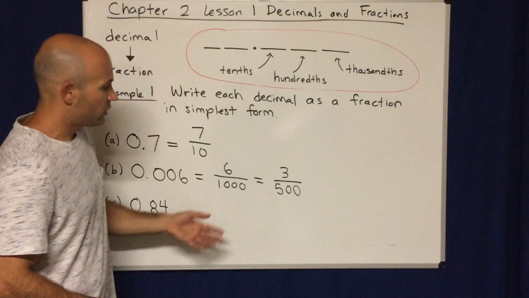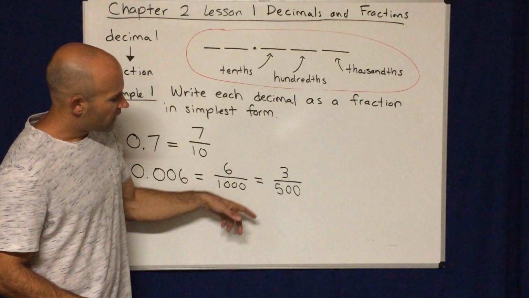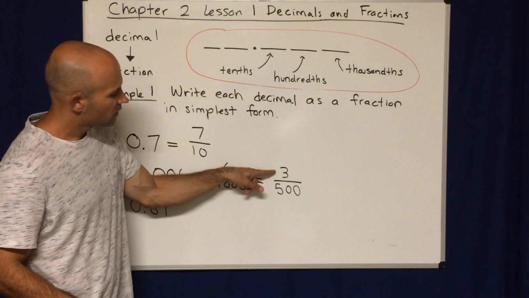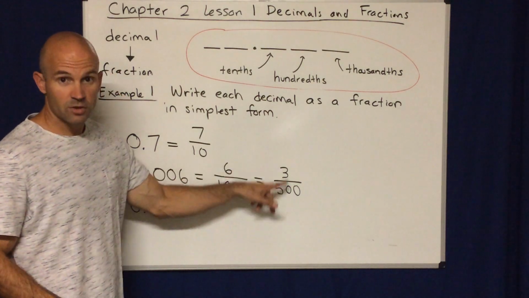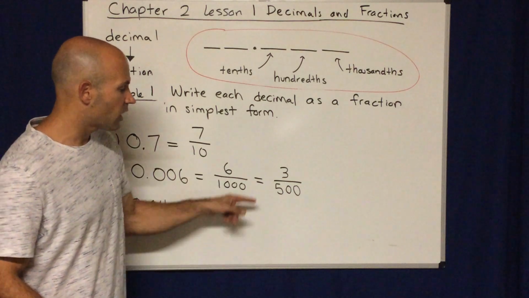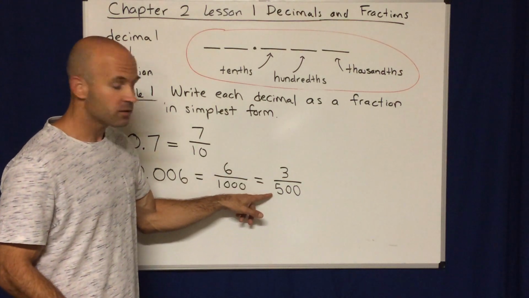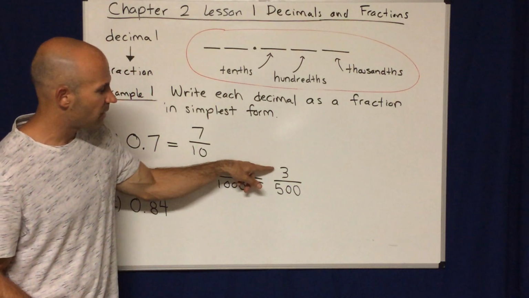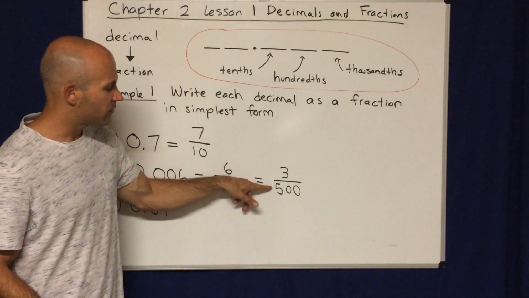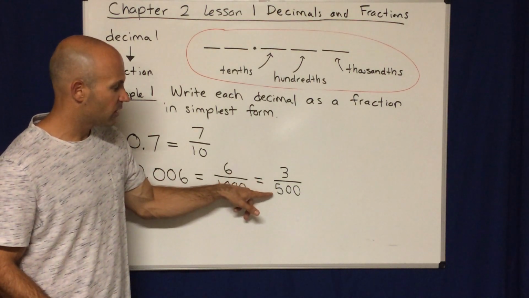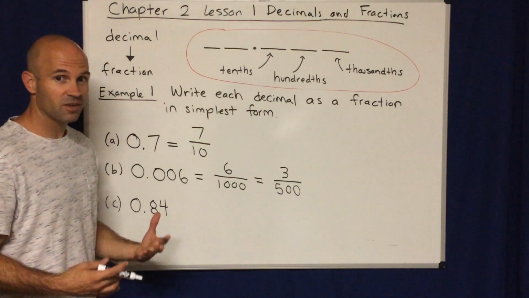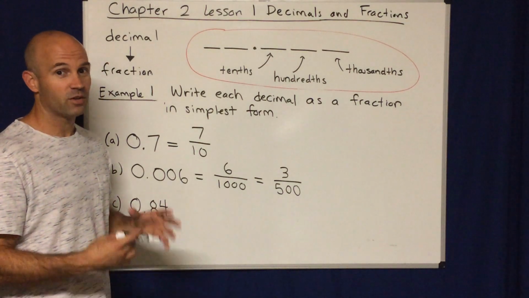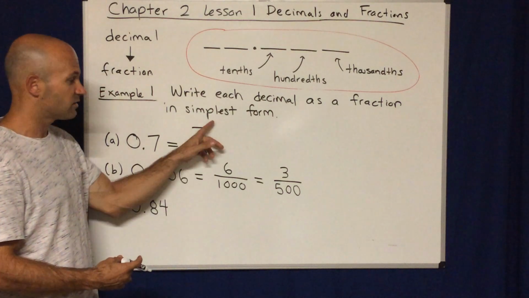And then we check, can we reduce any more? 3 and 500 have no common factors other than 1. So this fraction doesn't reduce anymore. If you're unsure, you could always try to divide the 3 into 500 and see what happens. See, 3 is a prime number, so if these do have common factors bigger than 1, it'd have to be a 3, but 3 doesn't divide evenly into 500. So we are using our practice and experience with simplifying fractions here, putting fractions in simplest form.